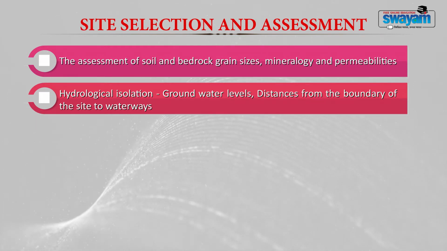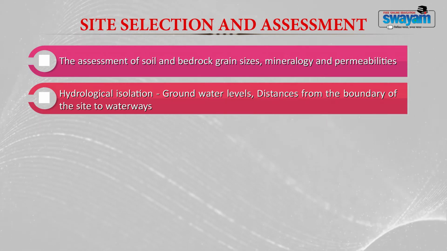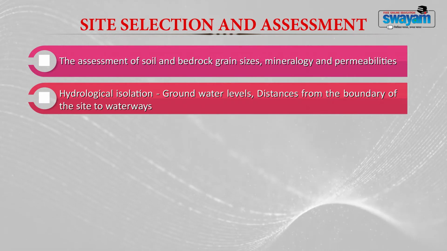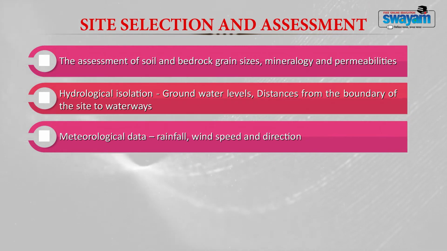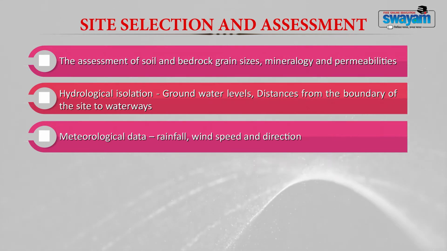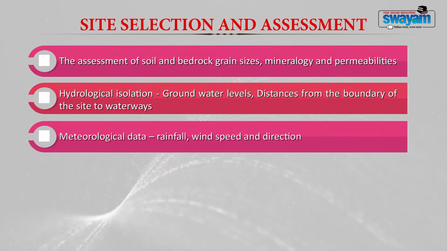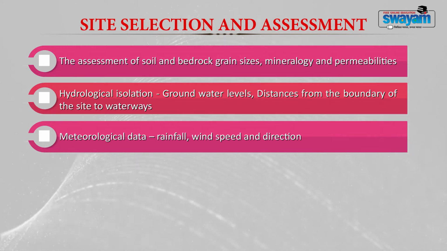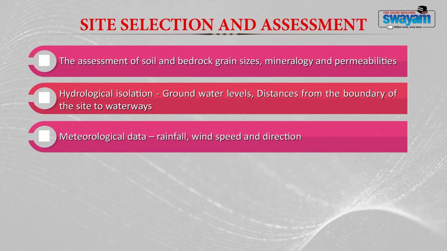Now, the groundwater table should be very low. Then the distance from the boundary of the site to the waterways should be large. Then you should also take care of meteorological data, like rainfall, wind speed and wind direction. Once you start dumping the waste, if the wind speed is very high, it will carry off the waste, and that is why you have to take care of wind speed and wind direction. Again, with rainfall, the higher the rainfall, the more leachate will be generated. So you should take care of rainfall conditions also.